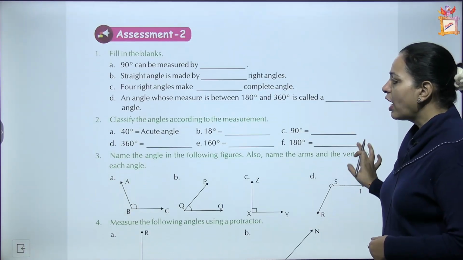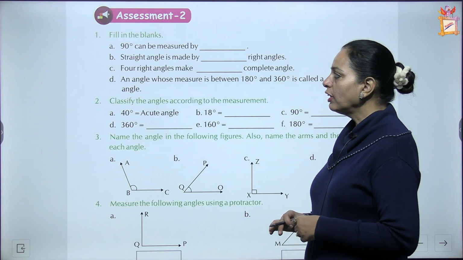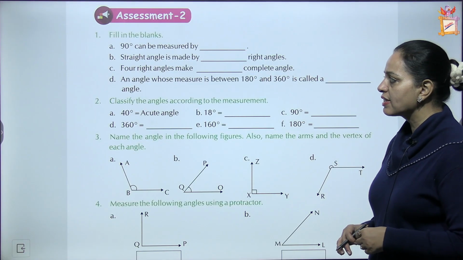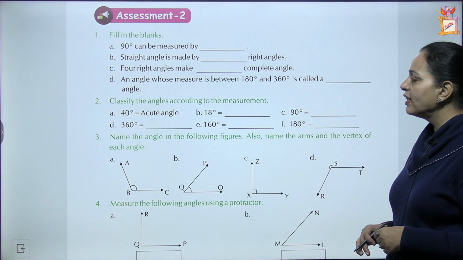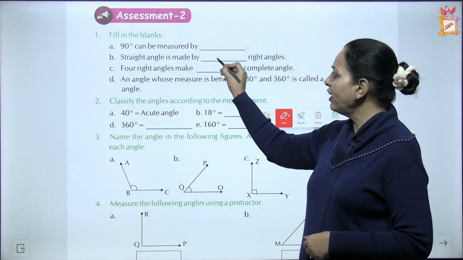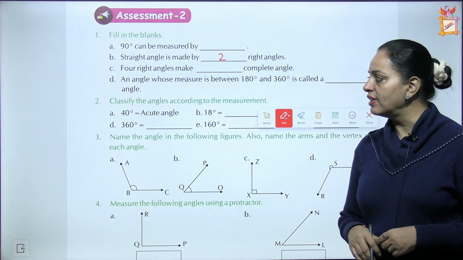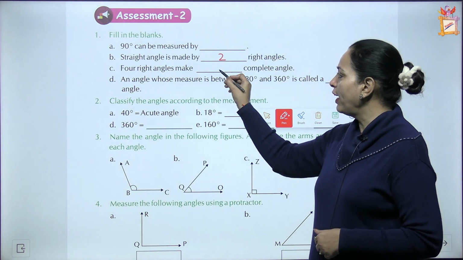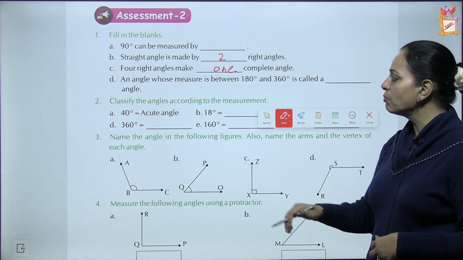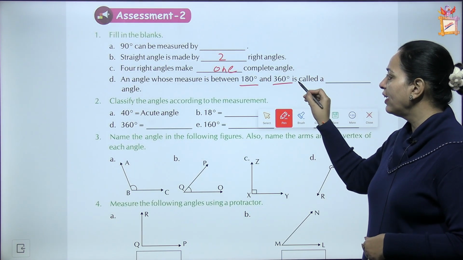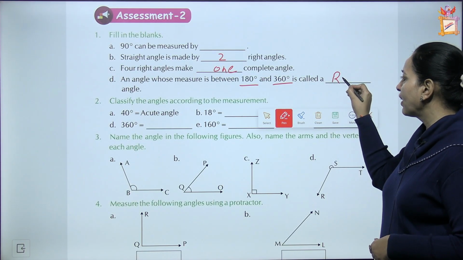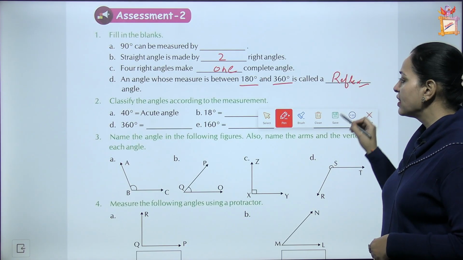Do the practice. Now assessment 2, question number 1, filling the blanks. A part: 90 degrees can be measured by a protractor. B part: a straight angle is made by dash right angles. So a straight angle of 180 degrees equals 2 right angles. C part: 4 right angles make one complete angle. D part: an angle whose measure is between 180 degrees and 360 degrees is called a reflex angle, right? So I hope this is clear to you.